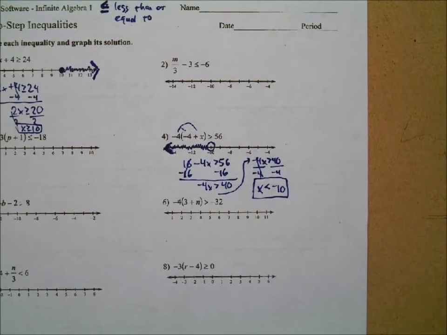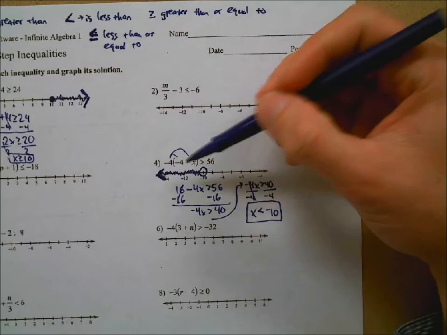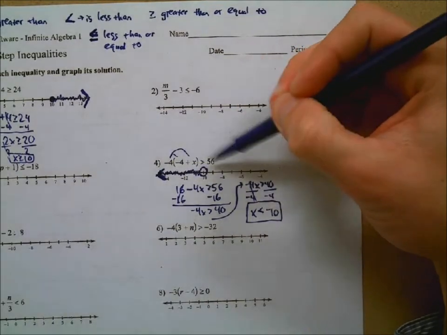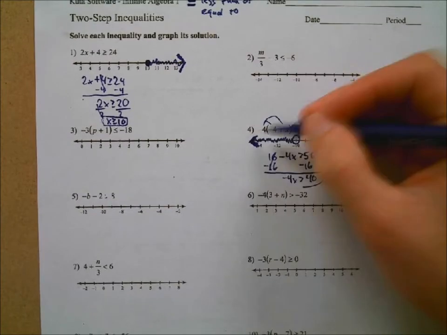All right, I'm going to give you guys some problems here to work on yourself. So let's take a look here. Oh, by the way, I could have divided by negative 4 on both sides first. That would have canceled out with that negative 4, and then we could have done 56 divided by negative 4, and then just added 4. But either way, this is fine what we did right there.